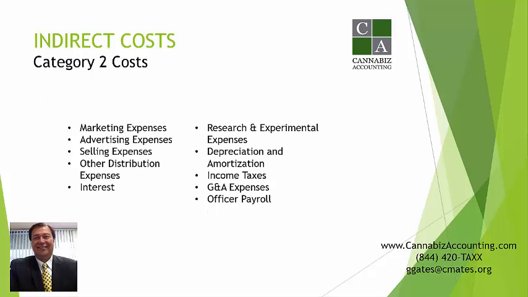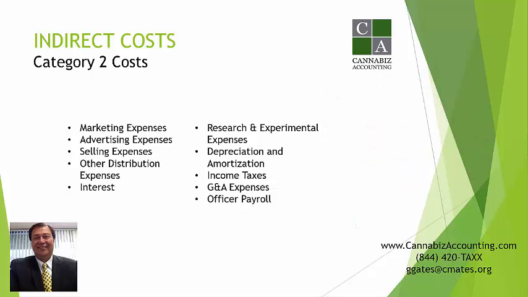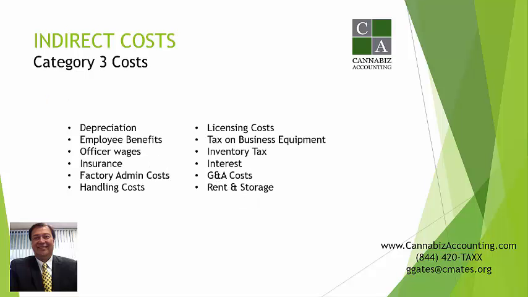Now, Category 2 costs for indirect costs, these are expenses that cannot be included in the cost of inventory. And they include, off the list, such things as your normal business expenses, including marketing, advertising, selling, interest, research and experimental expenses, depreciation and amortization, income taxes, your general administrative expenses, and your officer payroll. Wow. Again, these are expenses that cannot be included in the cost of inventory. So what am I left with?